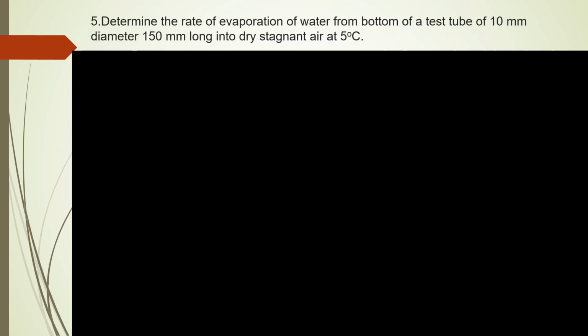Okay, so the next problem is: determine the rate of evaporation of water from the bottom of a test tube of 10 mm diameter, 150 mm long, into dry stagnant air at 5 degrees Celsius. So the rate of evaporation of water from the bottom of a test tube. Okay, now we'll solve the problem.